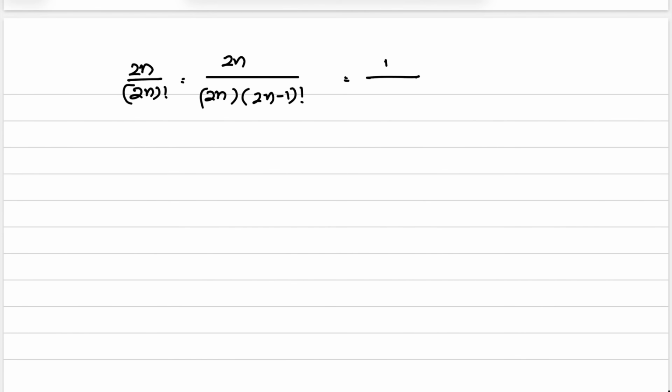Now, let us try to find out what is the value of 2n by factorial 2n. 2n by factorial 2n will be 2n divided by 2n into factorial (2n minus 1). That is equal to 1 by factorial (2n minus 1) for n is greater than or equal to 1.